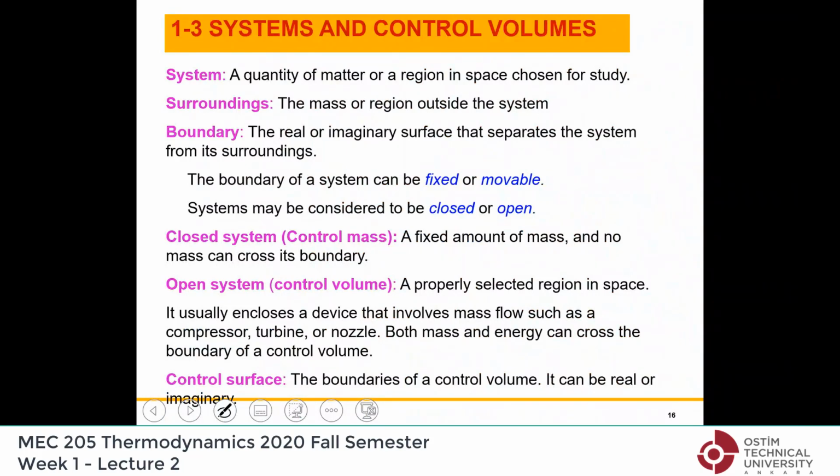Now systems and volumes. What is a system? It has different meanings in different areas. In thermodynamics, it is anything that you study. It can be a quantity of matter. It can be a region in space. Anything you choose for analyzing is your system. And what is surroundings? It is anything which is outside the system. And what is a boundary? The boundary is that imaginary surface between the system and the surroundings.